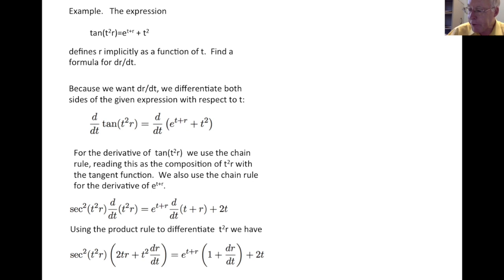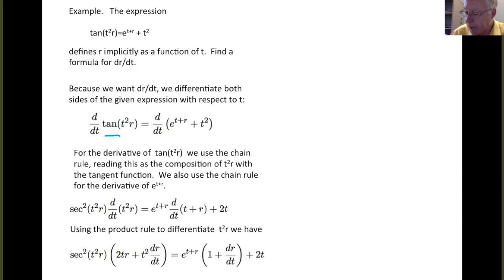So when I differentiate the tangent, the derivative of tangent is secant squared. So that comes out down here. And then by the chain rule, I must differentiate what's inside the tangent. So I mark the derivative of t squared r after that secant squared. We'll do that derivative in just a moment. Likewise, for the exponential, the derivative of the exponential is the exponential itself back. And then by the chain rule, what's inside the exponential, we differentiate the exponent t plus r. And then finally, the t squared differentiates to 2t.